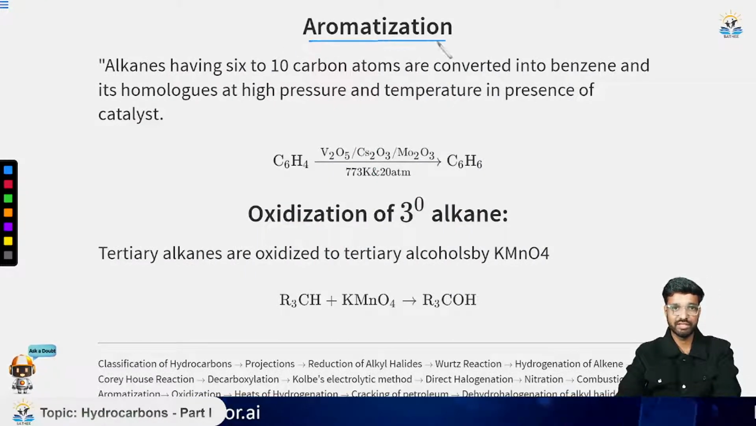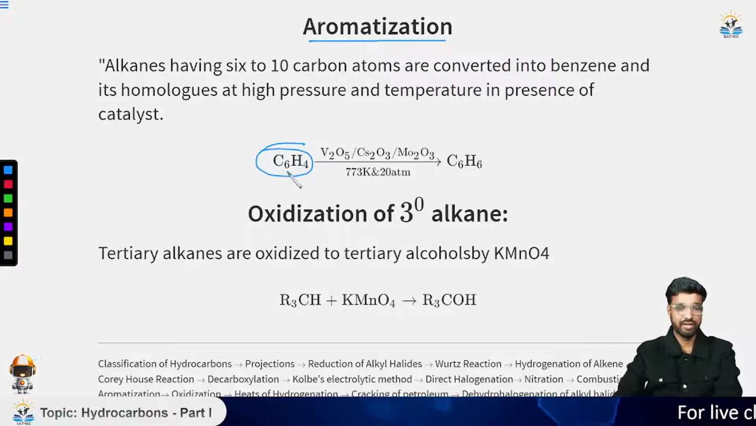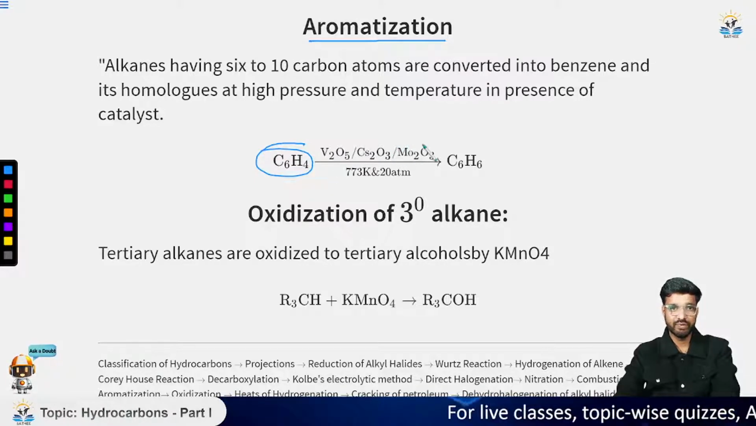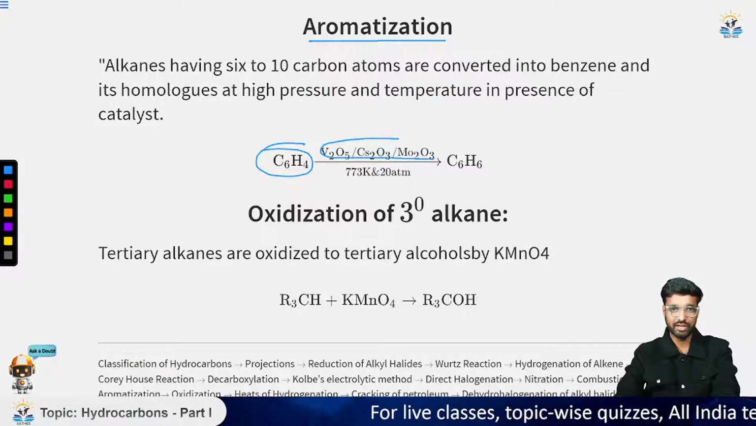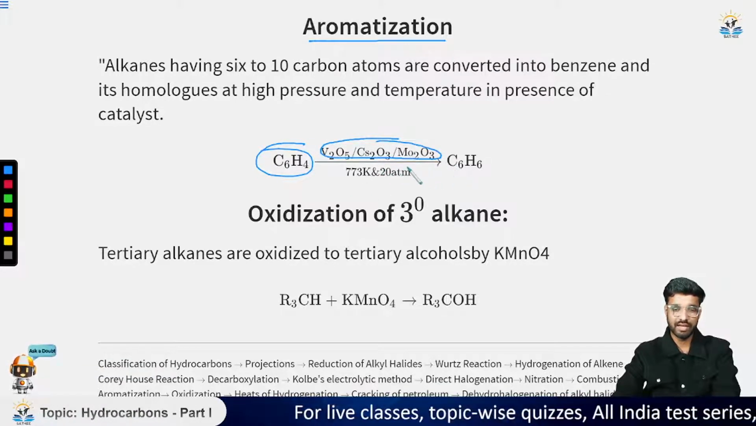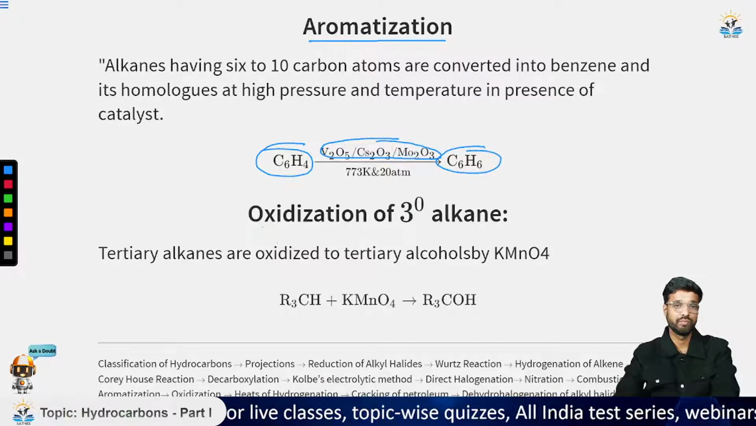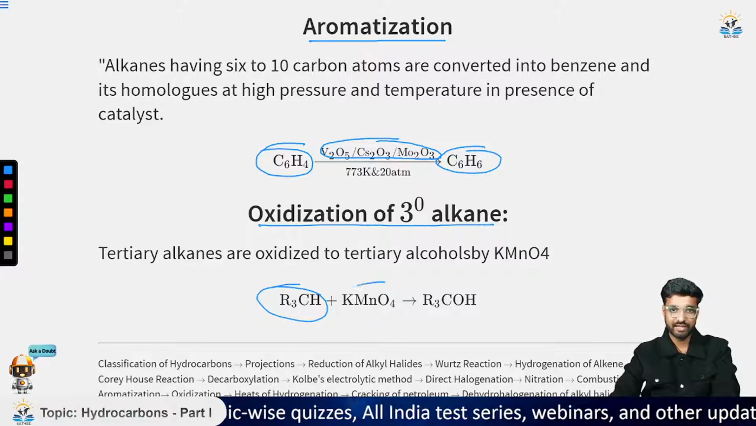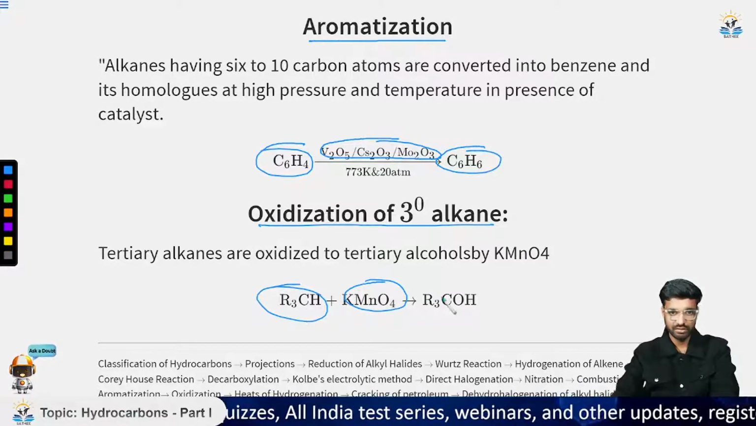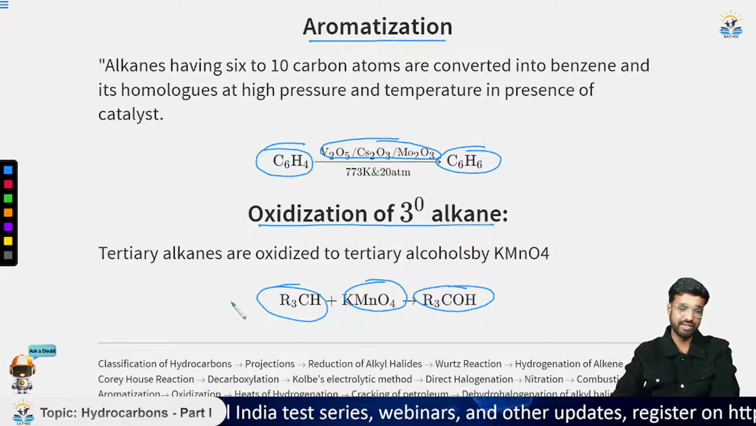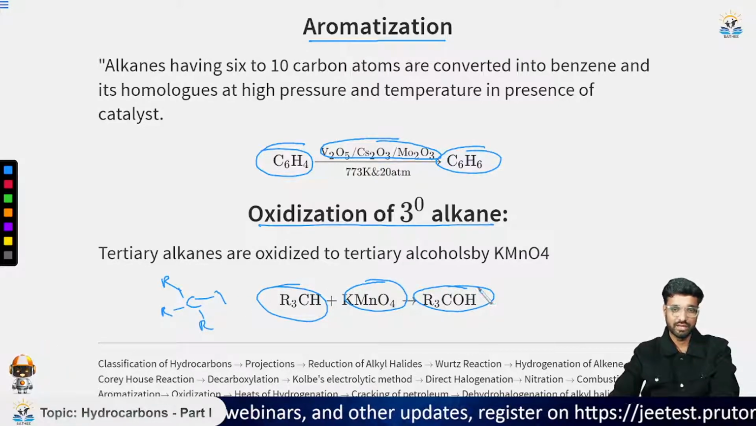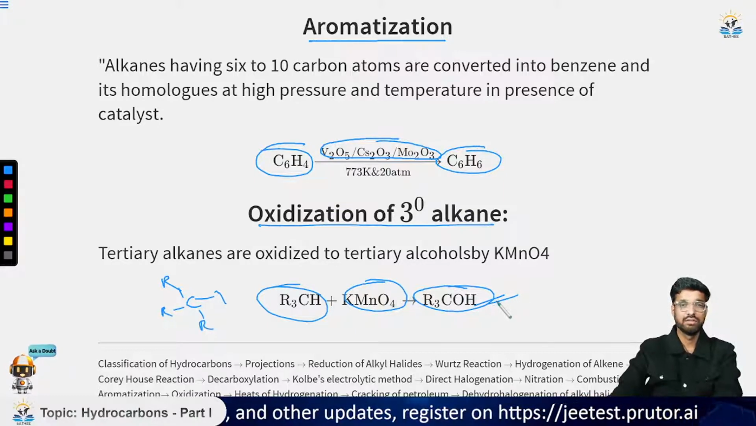Now next we have aromatization. If we take cyclohexane, a six-membered alkane, and react it with V2O5, Cr2O3 or any of these oxides, then at high temperature and high pressure we will get the benzene ring. Then again, if we take an alkane and react it with KMnO4, then we will get a tertiary alcohol. Here we are taking a tertiary alkane having three R groups, three carbons attached to it, and we will get R3COH, which is a 3-degree alcohol.